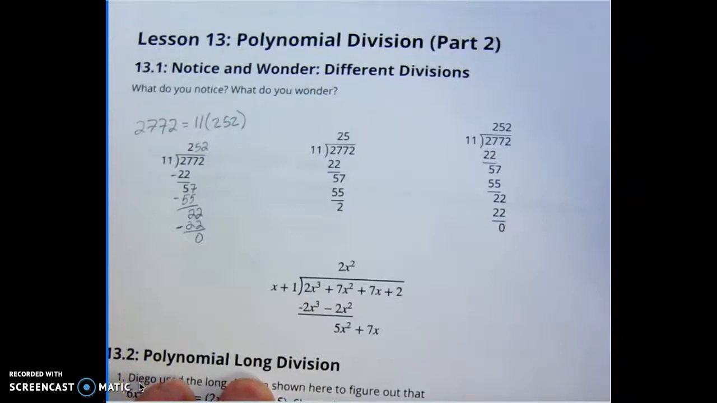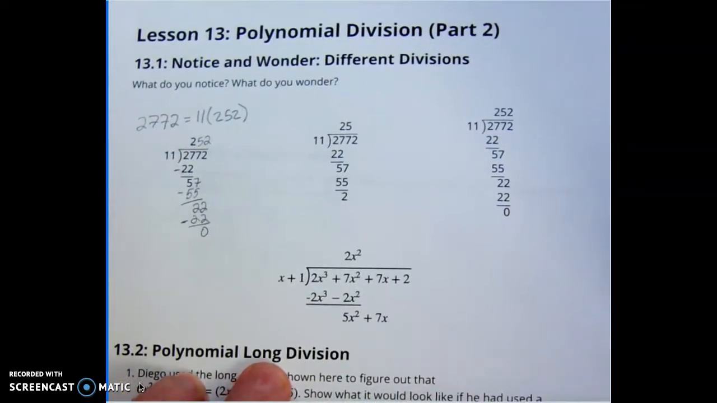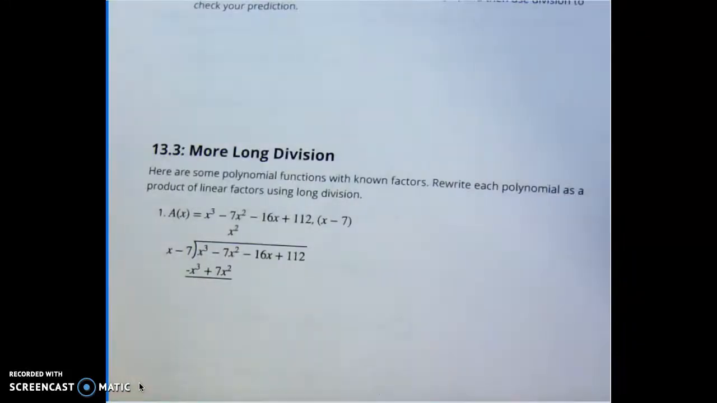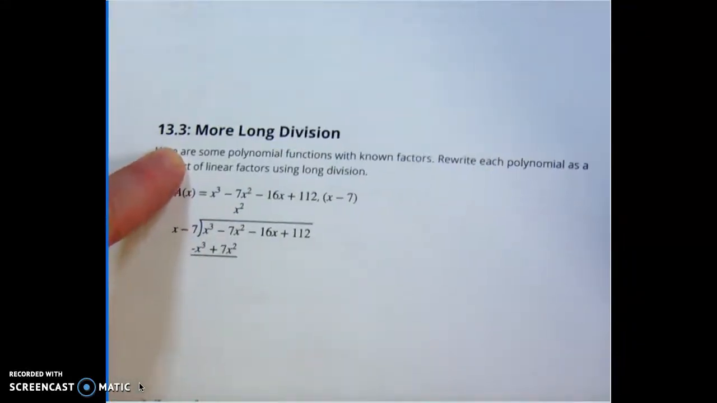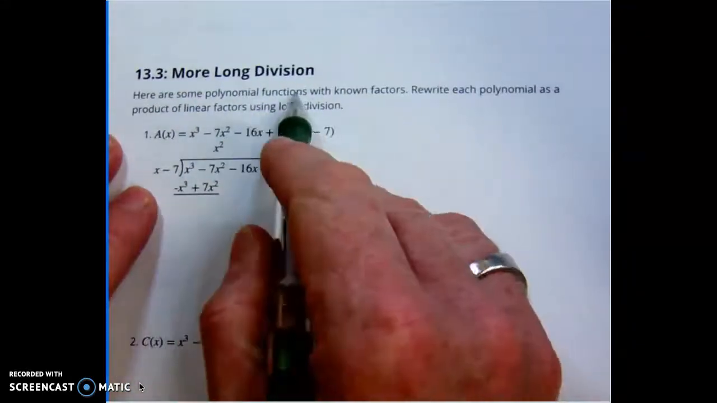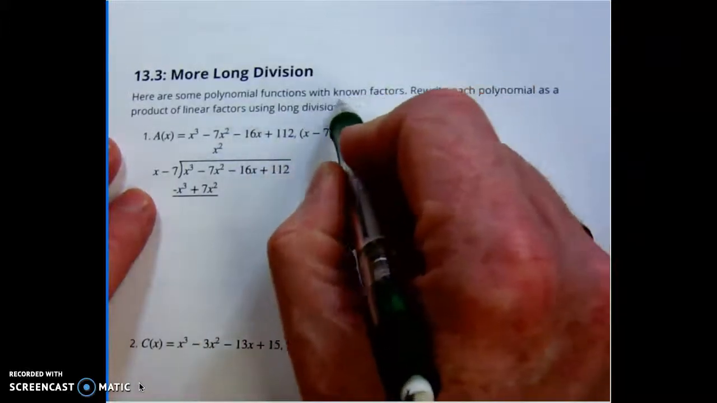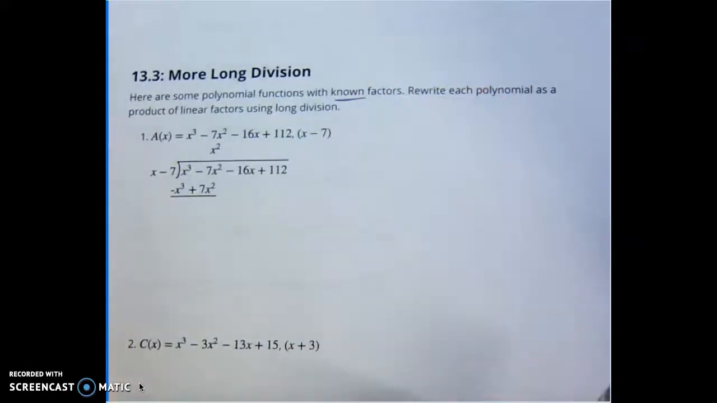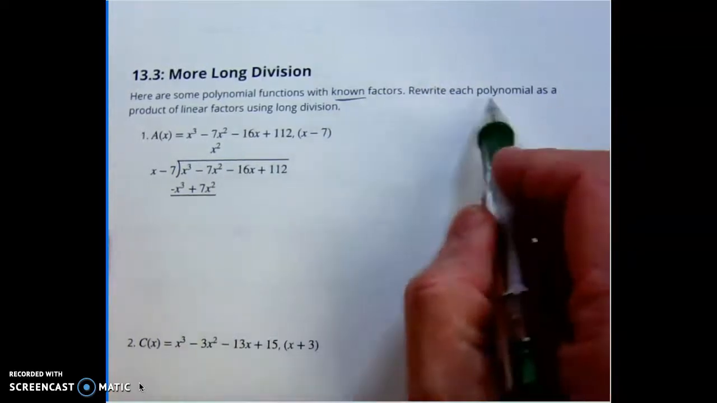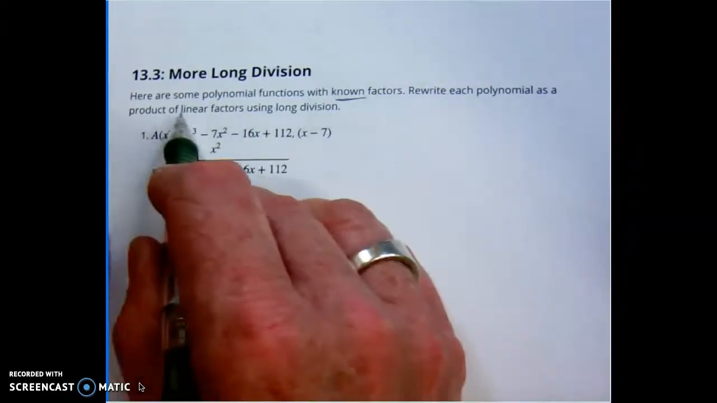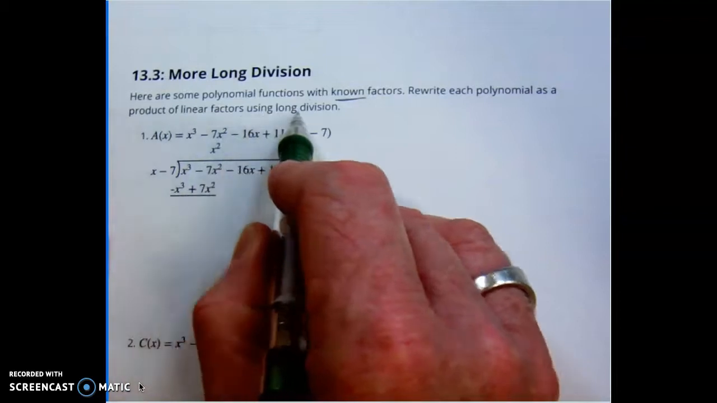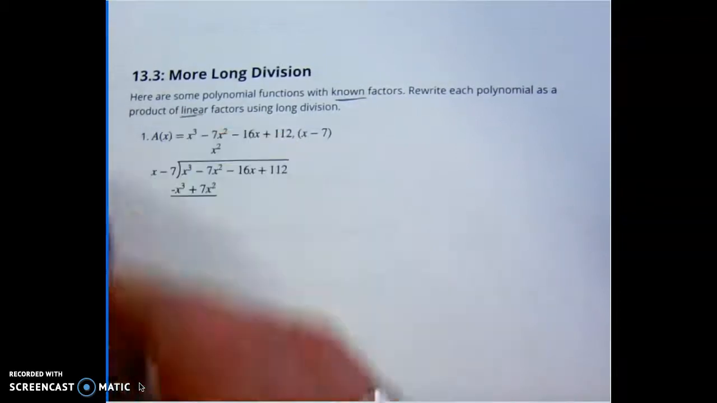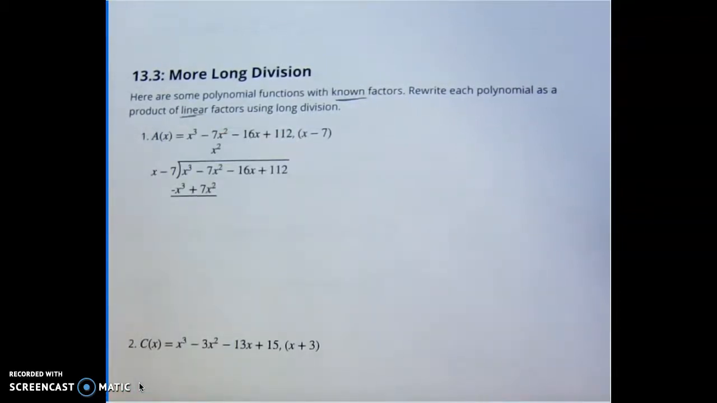All right, we're going to work on the second part of Unit 2, Lesson 13, starting with Activity 13.3. It says here are some polynomial functions with known factors, so they're giving us one of the factors. Rewrite each polynomial as a product of linear factors using long division. Remember, linear factors means that x can't have a power greater than 1.